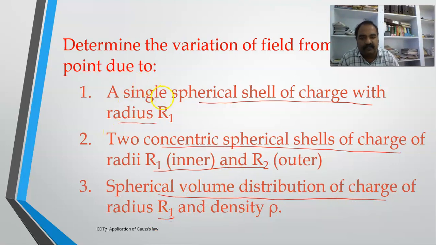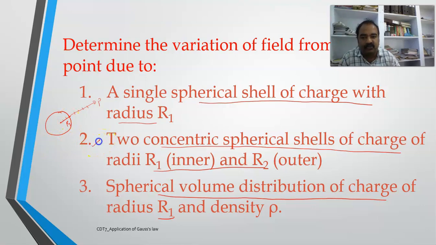See, the first one is a single sphere, so a sphere of charge with radius r1. So what is the electric field from point to point? If I vary the point from here to here, what is the electric field when the point is lying inside the sphere and outside the sphere, and if it is on the surface of the sphere?